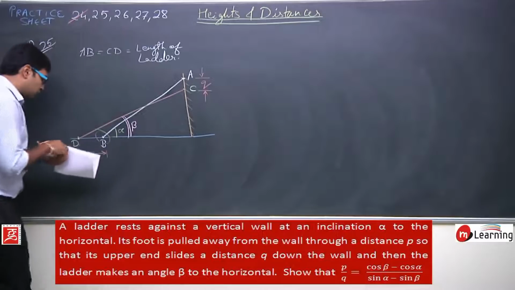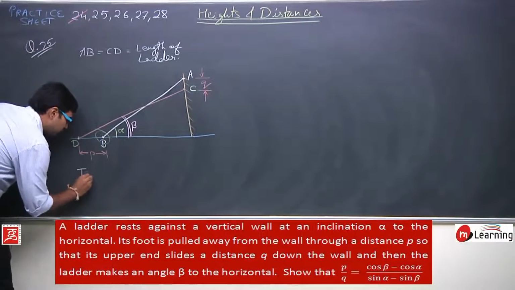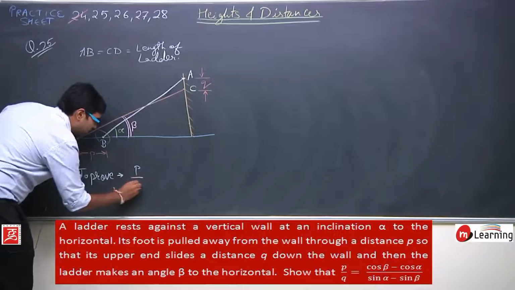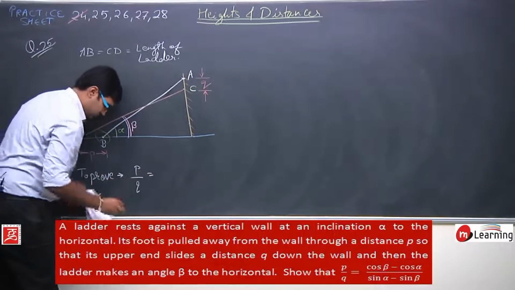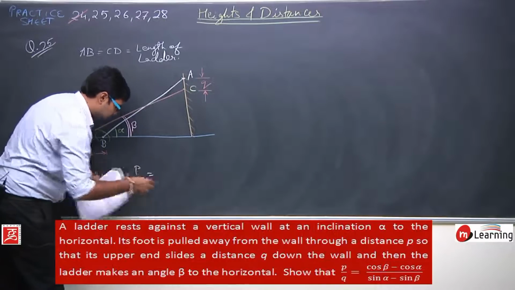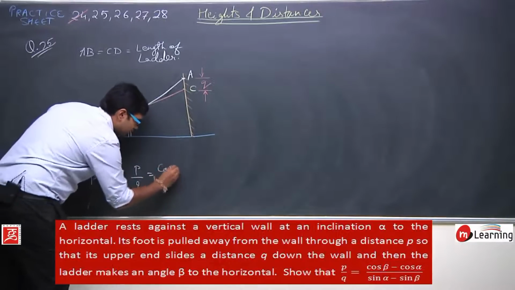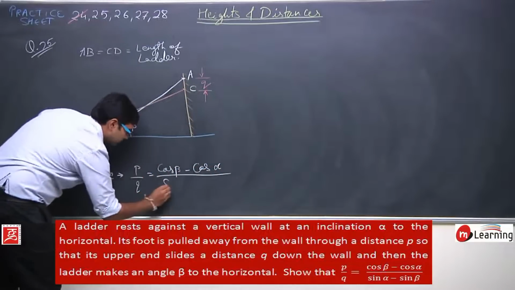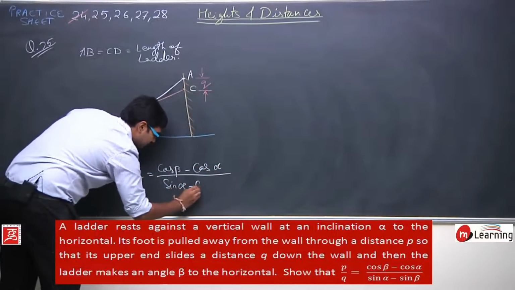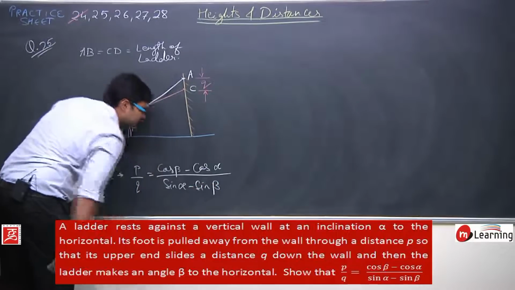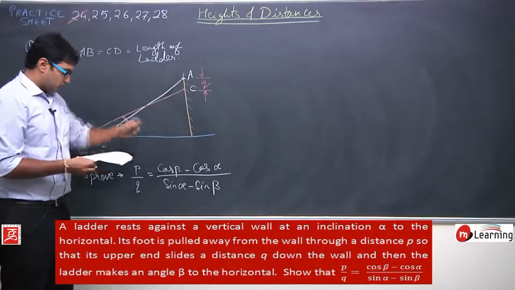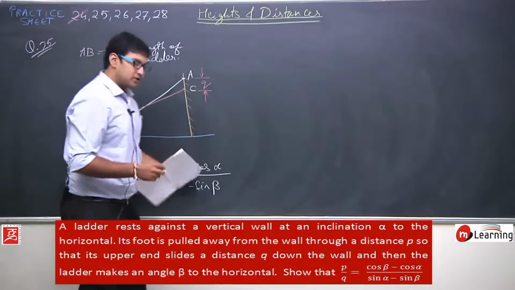Our task is to prove that P upon Q is equal to cos beta minus cos alpha upon sin alpha minus sin beta. This is what we need to prove. Now, we have written the proof statement also.